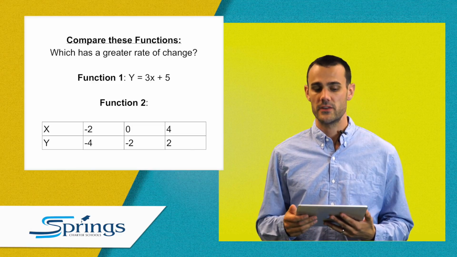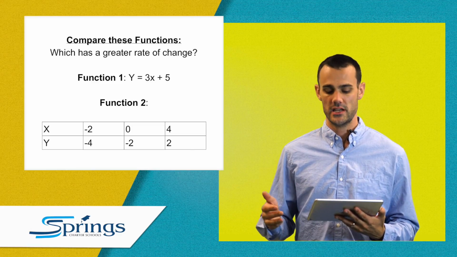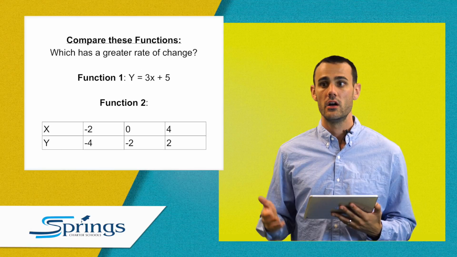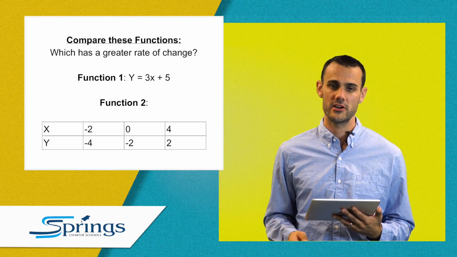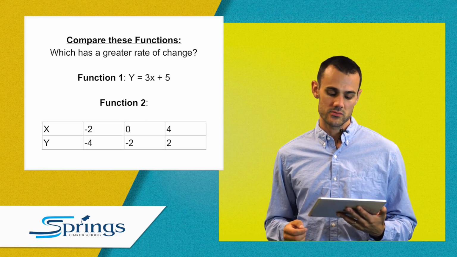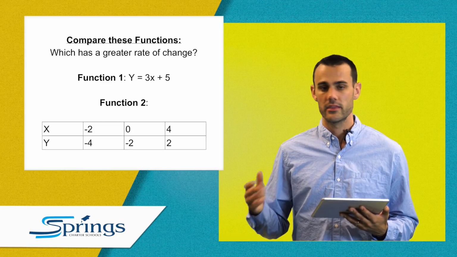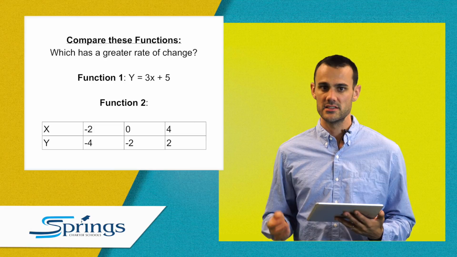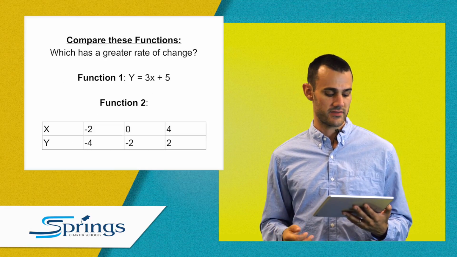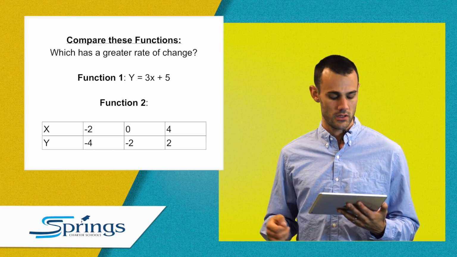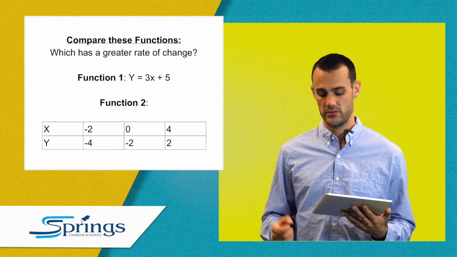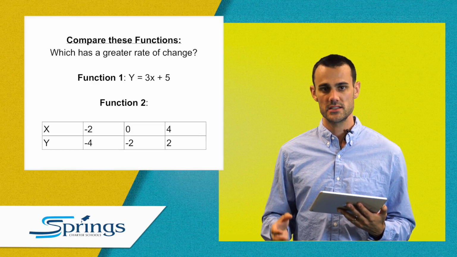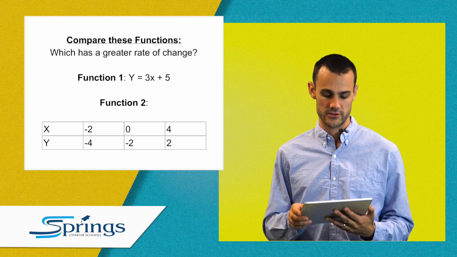So let's compare these functions, and the question it's asking us is which has a greater rate of change, or a greater slope. The first function here is listed as y equals 3x plus 5. That's pretty simple for us to pull the slope out of. However, our second function is listed in a table, and we have x values of -2, 0, and 4, and our y values are -4, -2, and 2. So we're going to use this information to compare these two functions.